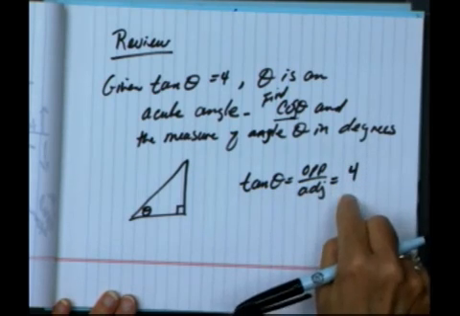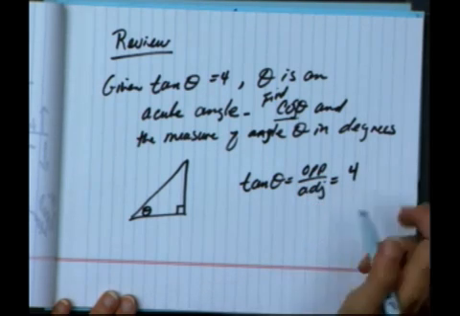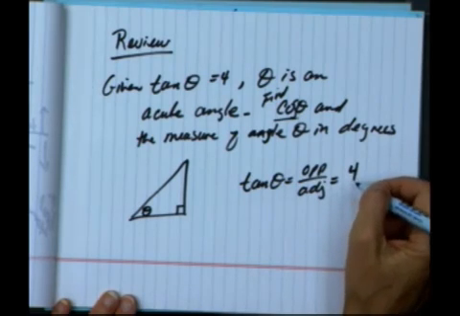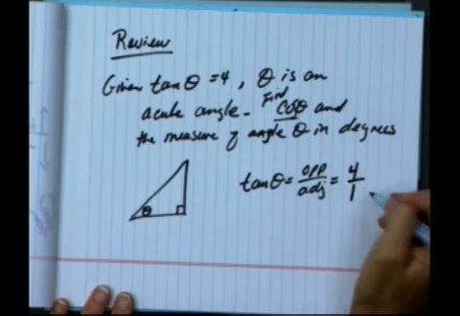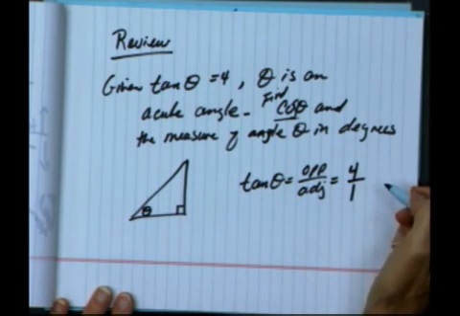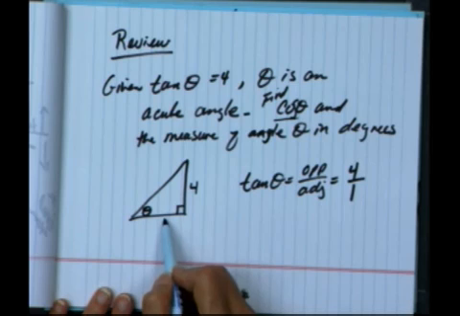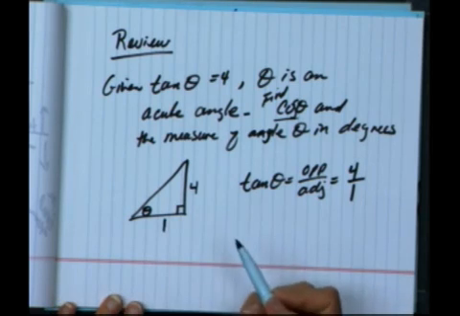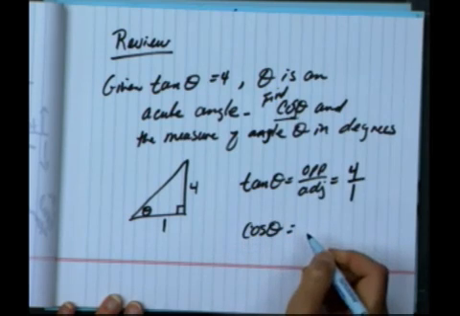How do I write 4 as a fraction so I can do an opposite and adjacent? 8 over 2. You can do 8 over 2. Any kind of ratio that gives you 4 is good. How about 4 over 1? That's about as easy as you could get. So if you were going to do opposite, this would be 4. This would be 1. And by definition, what is the cosine of angle theta defined to be?